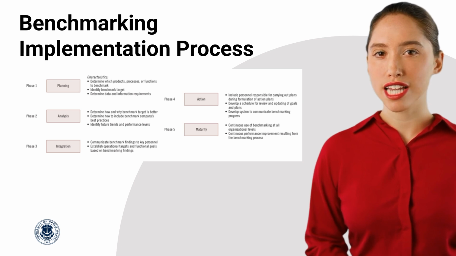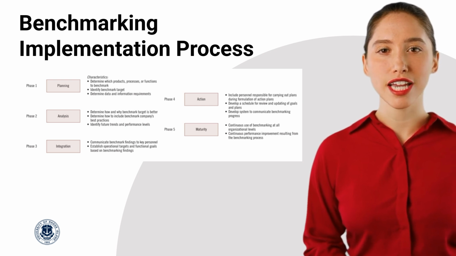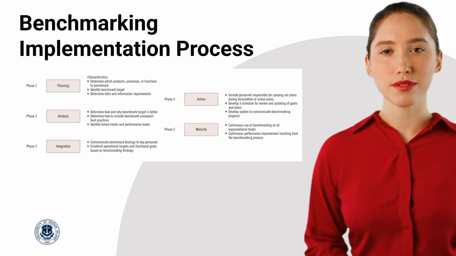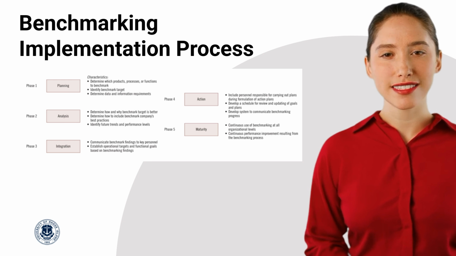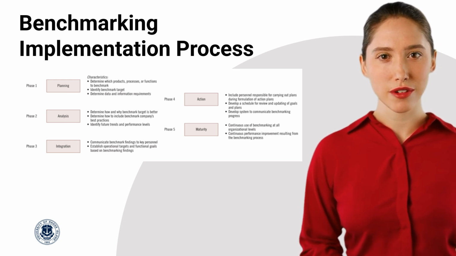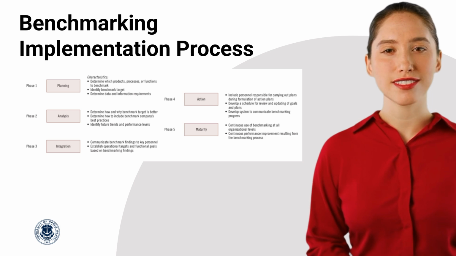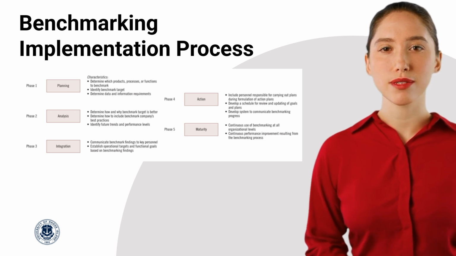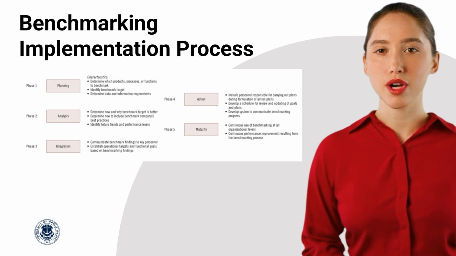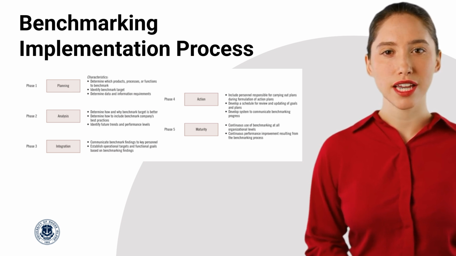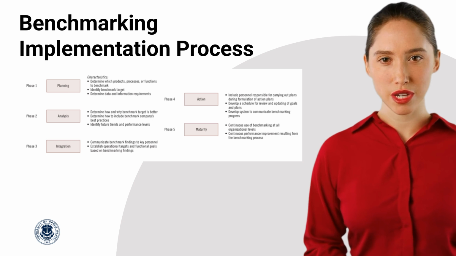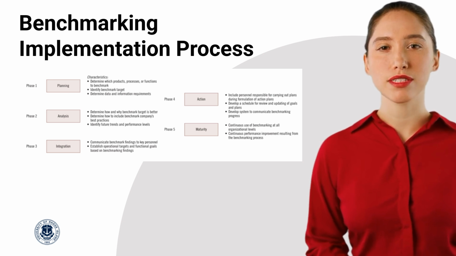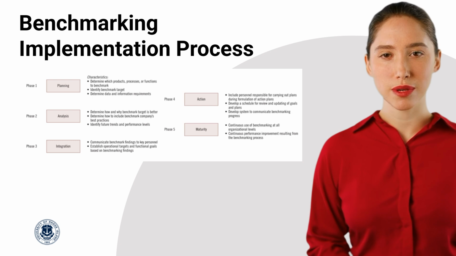In this stage, organizations begin implementing the improvements identified through benchmarking. This includes assigning personnel responsible for carrying out action plans, developing a schedule for reviewing and updating goals, and creating systems to communicate benchmarking progress throughout the organization. The final phase is maturity. At this stage, benchmarking becomes an ongoing part of organizational practice rather than a one-time project. Companies continuously use benchmarking at multiple organizational levels and pursue ongoing performance improvement based on the insights gained through the benchmarking process.